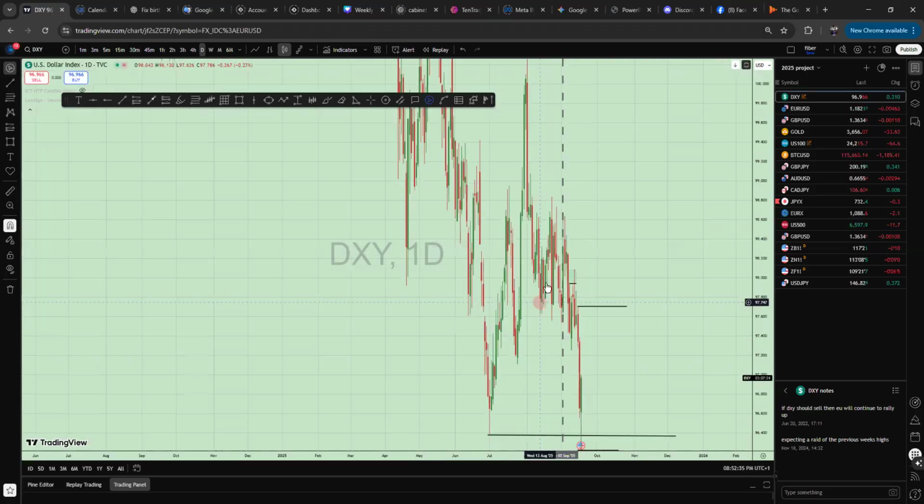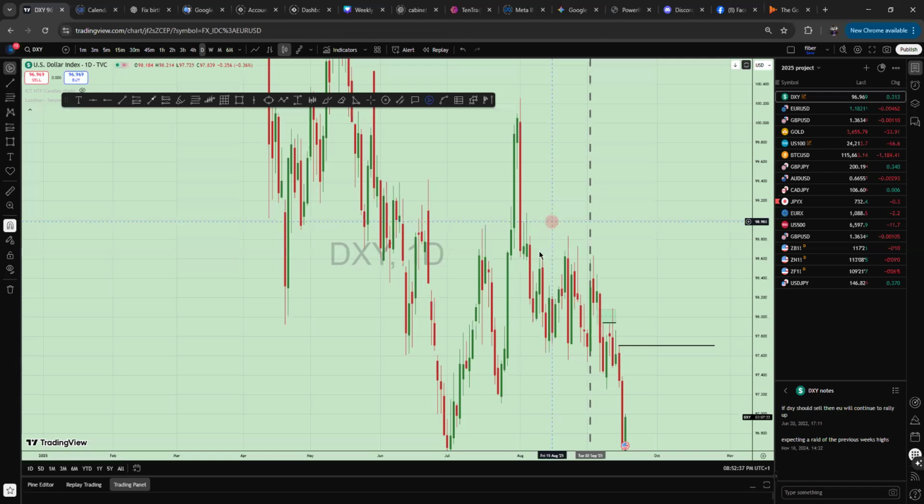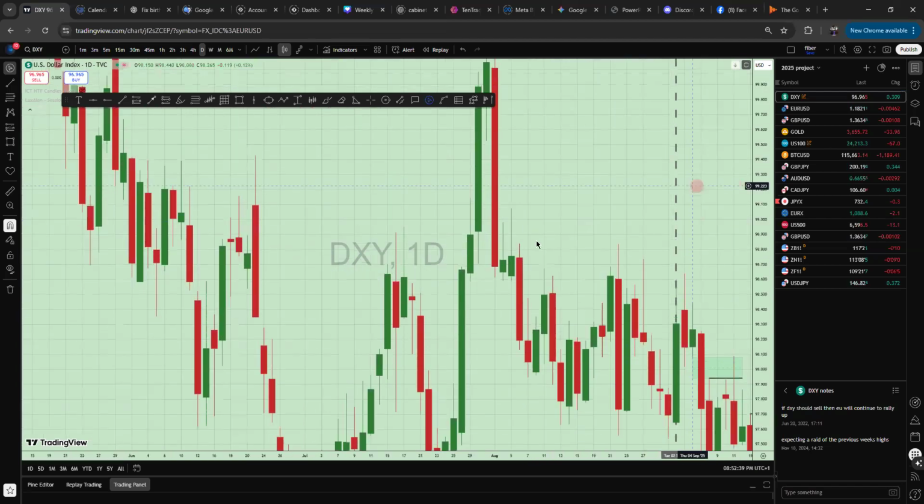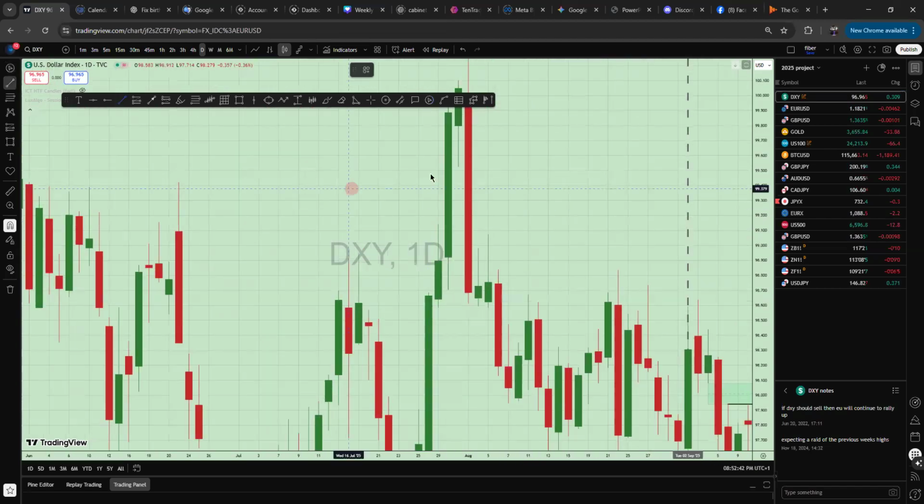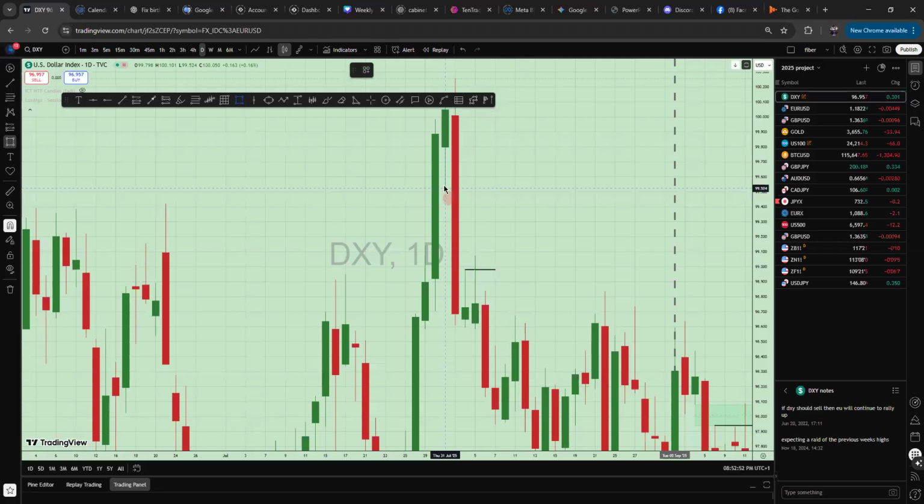Now let's try to see if we have any good example. Now let's look at this area. We had price expand to the downside, and then we had a day, this particular day, where price came back out to take the previous daily high. All right, taking out the previous daily high was also to fill this fair value gap.